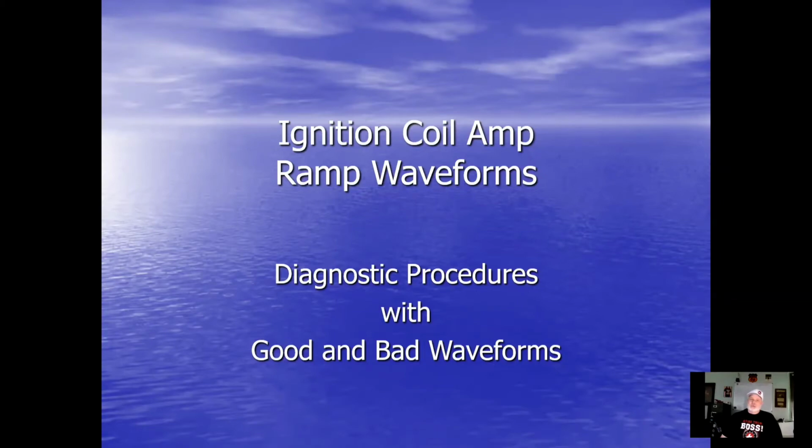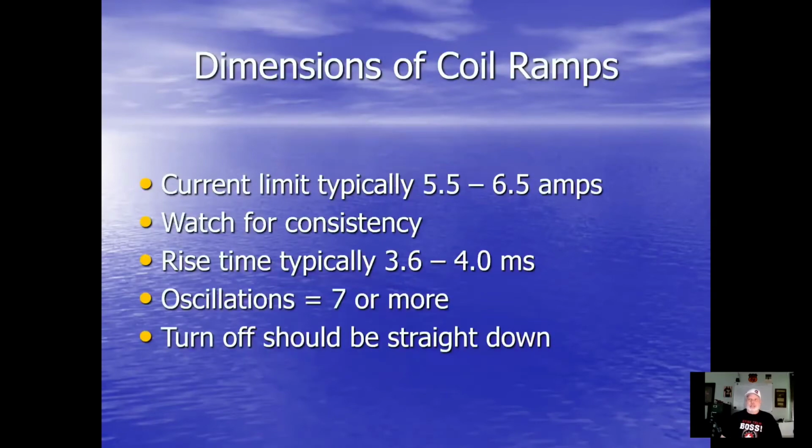Now keep in mind, again, we have a low amps probe and we're hooking up on a wire to see what our pattern is doing, what's happening. So typically, dimensions of a coil ramp, you can see a current limit basically from 5.5 to 6.5 amps. What you want to see is consistency, though.